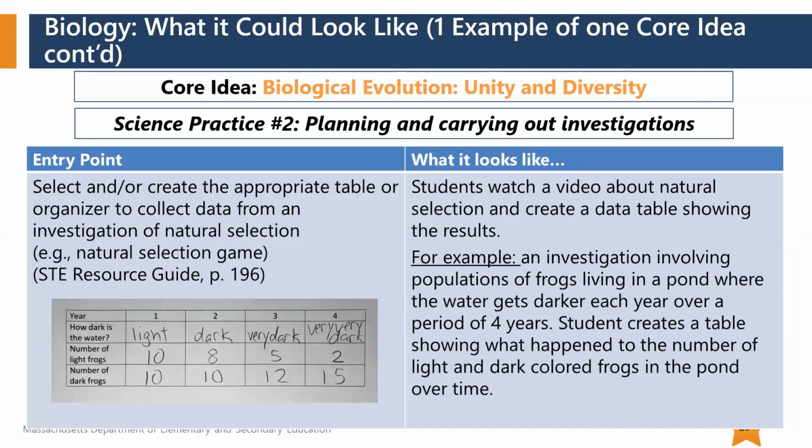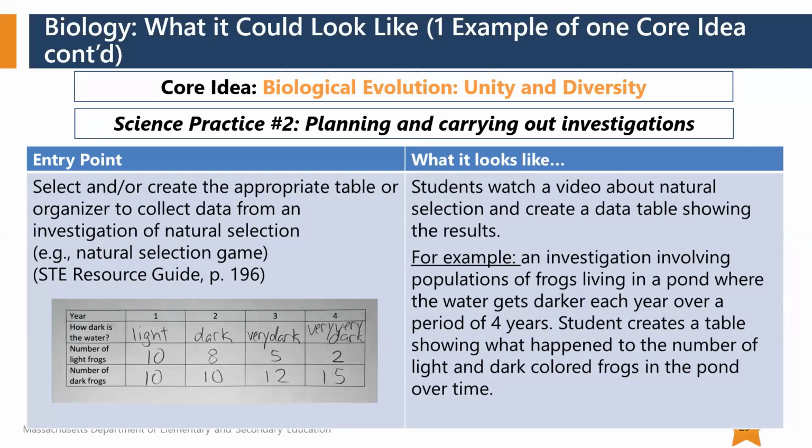And only one practice am I showing you, but you're going to do 2 more. I know you're sick of me saying that, but I don't want you to forget. The entry point is to select and or create the appropriate table or organizer to collect data from an investigation of natural selection. So the example that we're showing is an investigation involving populations of frogs living in a pond where the water gets darker each year over a period of 4 years.